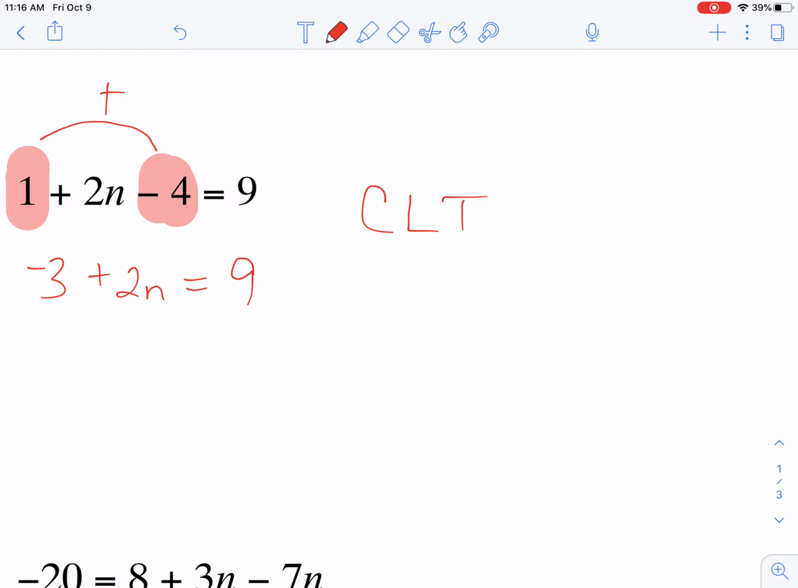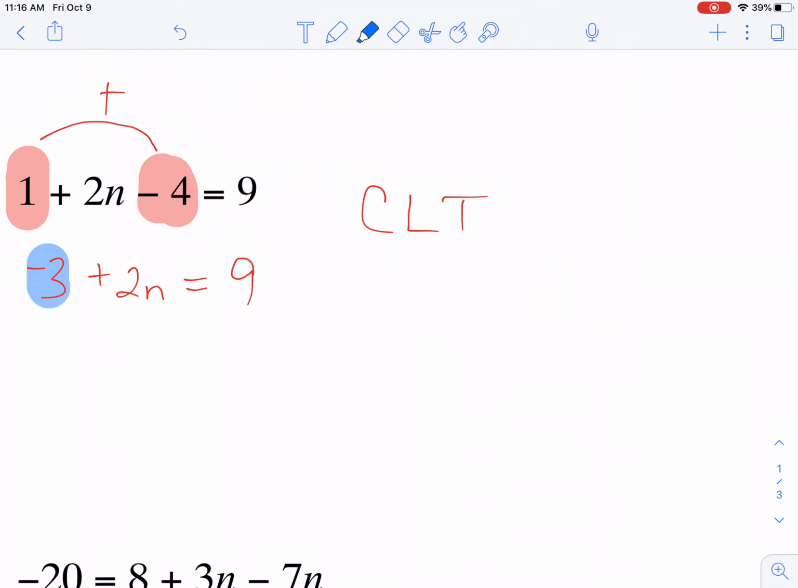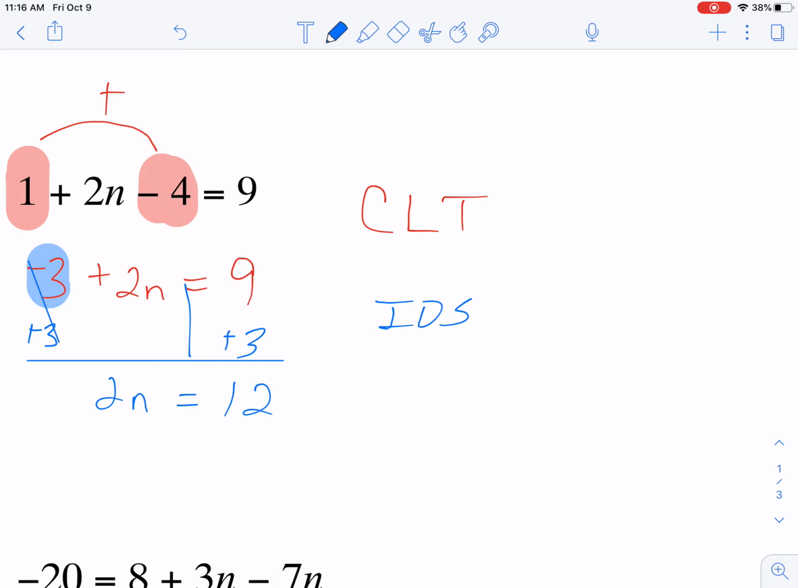So the first thing I want to get rid of is this negative 3 here. So to get rid of negative 3, I've got to add 3 on both sides of the equal sign. This is called the inverse of subtraction. These cancel out. The 2n drops down. I don't need the plus sign because I already know it's positive. 9 plus 3 is 12.